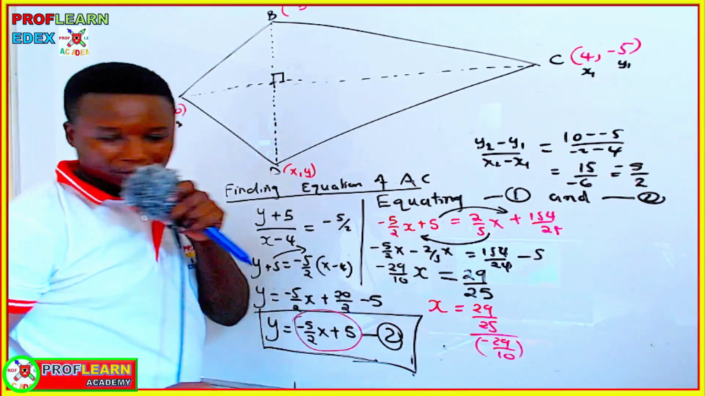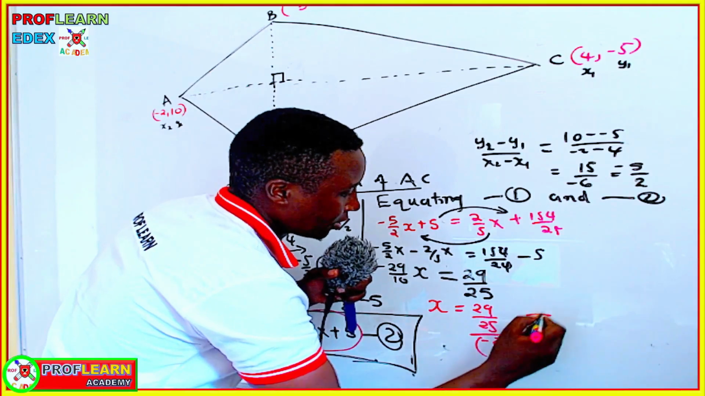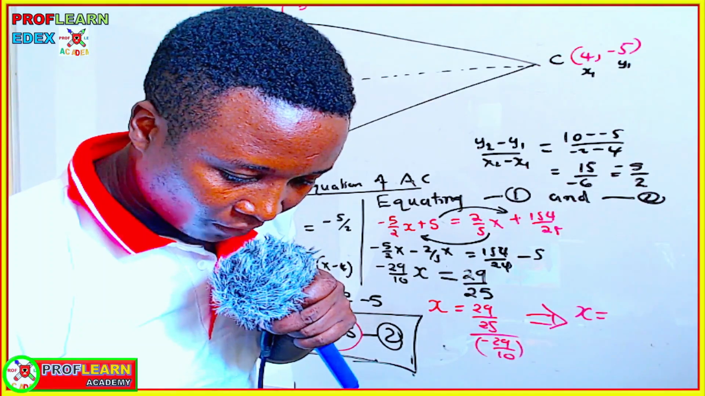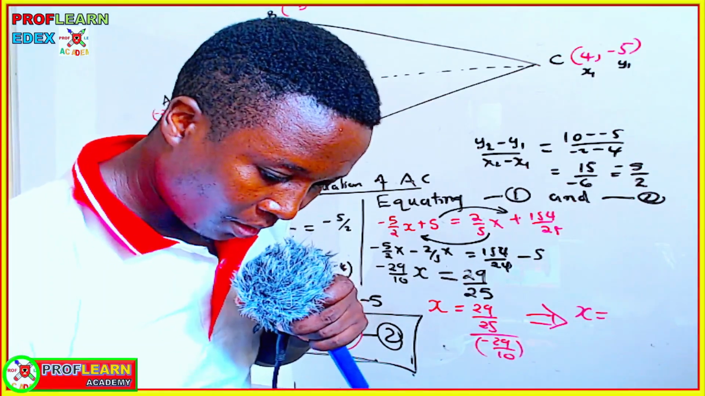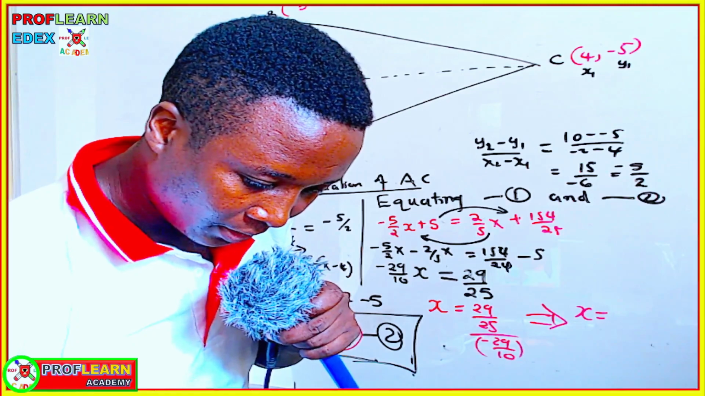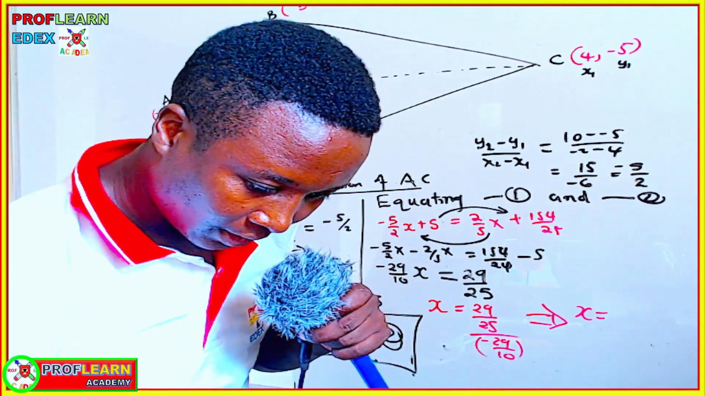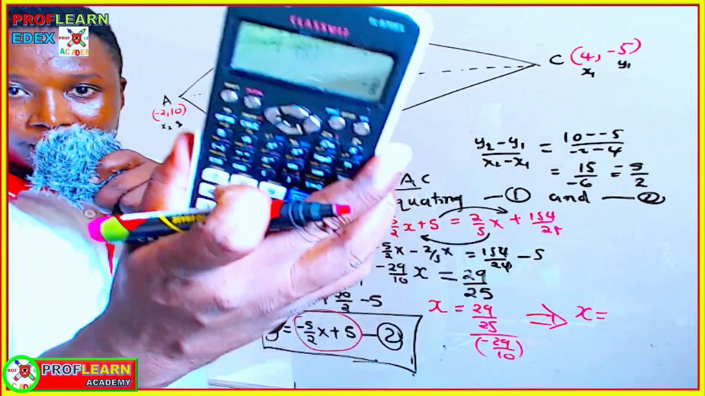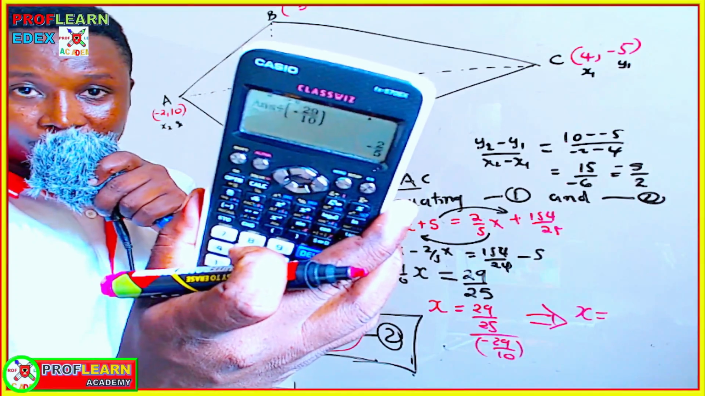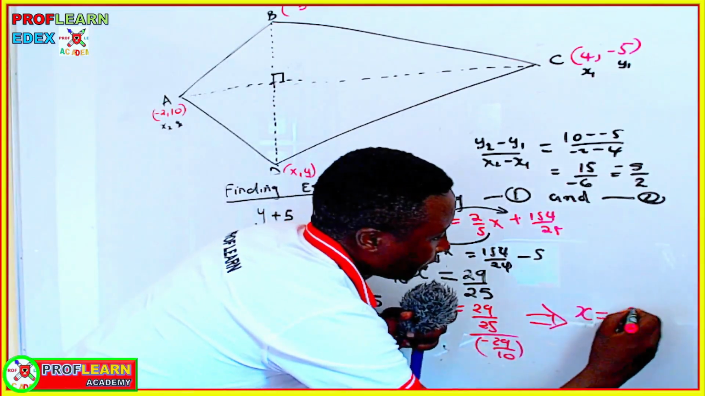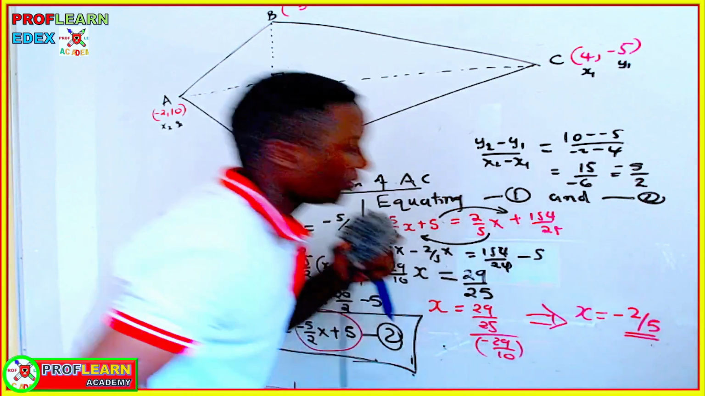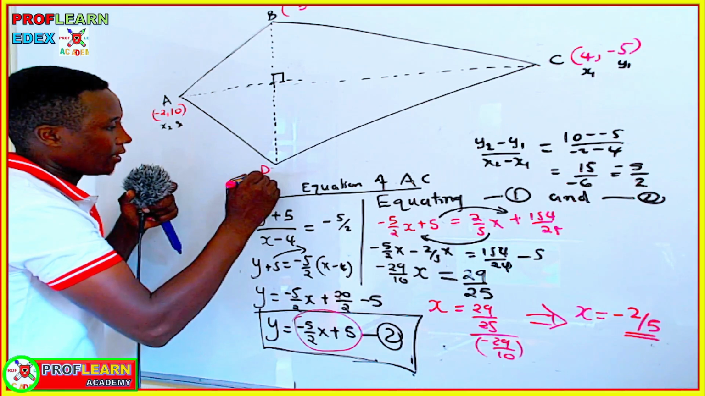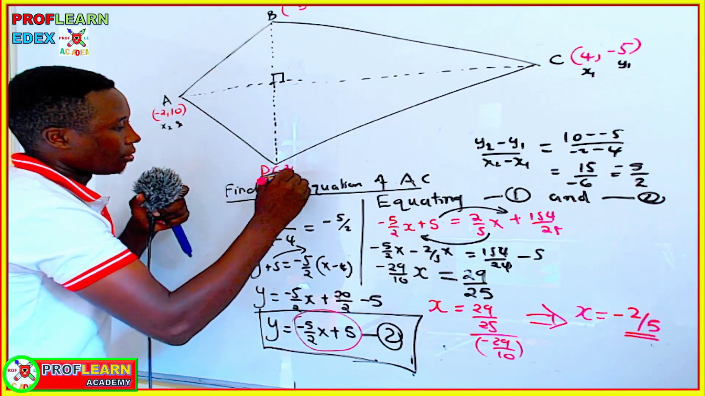If we work this out, if you divide like this, this implies that our value of x is what? The answer we had gotten, divided by negative 29 over 10, gives me negative 2 over 5. So negative 2 over 5 is the value of x. So meaning that for this point here, x is negative 2 over 5.